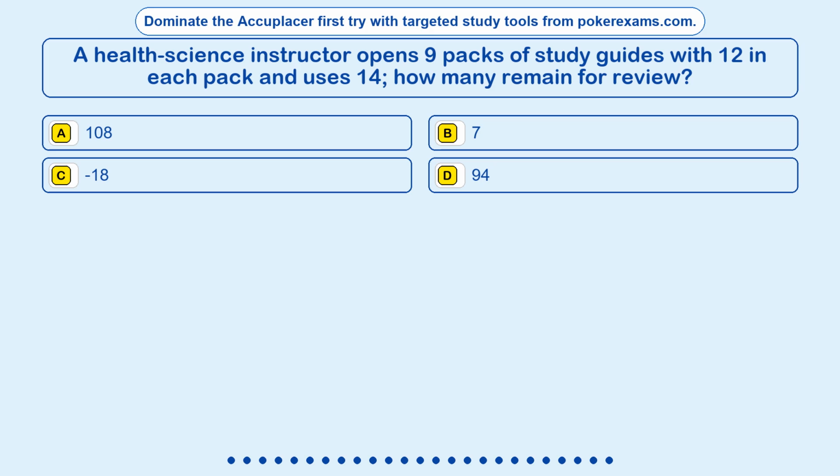Question 1. A health science instructor opens 9 packs of study guides with 12 in each pack and uses 14. How many remain for review? Option A, 108. Option B, 7. Option C, -18. Option D, 94.